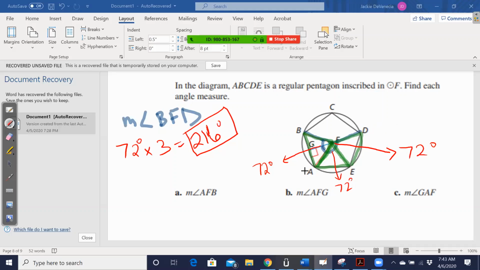All right. Okay, so we're going to stop here for today. Tomorrow we're going to actually look at finding the area and perimeter.